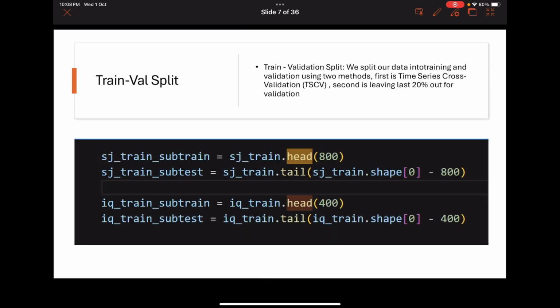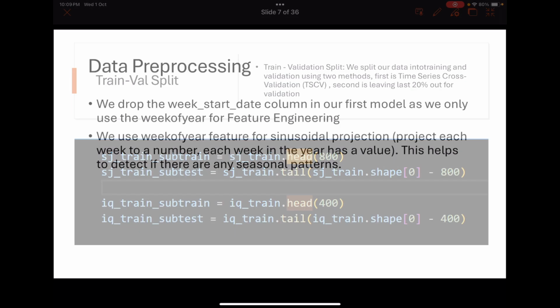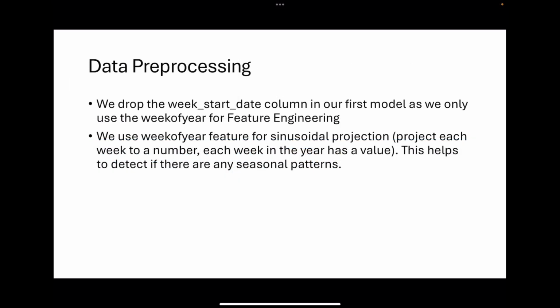For the train validation split, we split our data into training and validation using two methods. The first is the time series cross validation, where the model is trained on an expanding window of past data and tested on future data splits. And the second is that we left the last 20% out. For pre-processing, we dropped the week start date column in our first model because it was redundant. We only used the week of the year for the feature engineering. We used the week of the year for the sinusoidal projection, which will help us to detect if there are any seasonal patterns. This will be discussed in detail later.